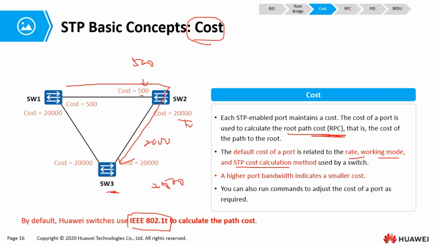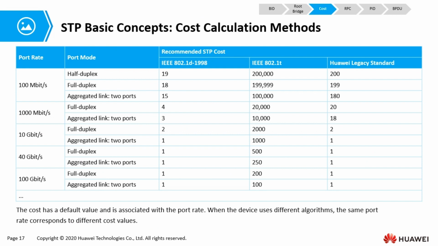So what is the advantage of using 802.1t compared to other standards used by other vendors' switches? We refer to this standard here. As mentioned, Huawei switches by default are based on the IEEE 802.1t standard, and of course some very old legacy switches are based on the other root path cost standard. What is the difference between 802.1d and 802.1t? You can look here.